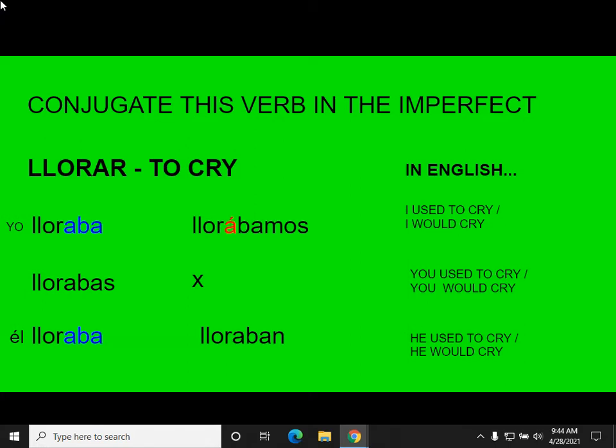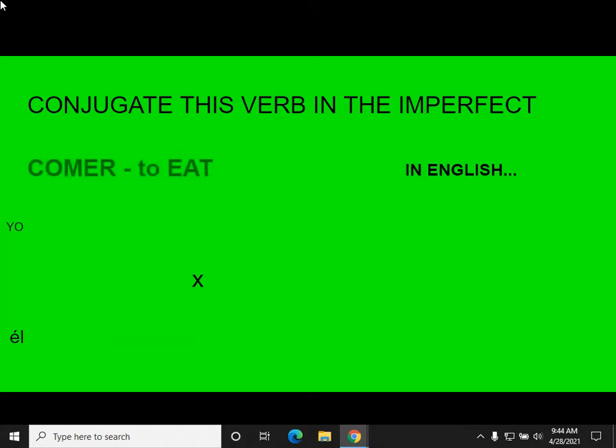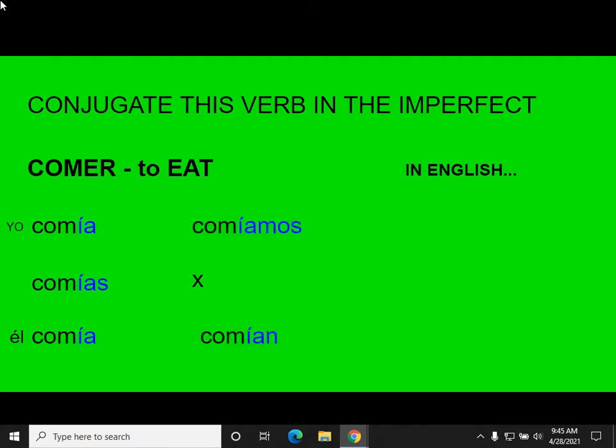Let's look at the next verb. Okay, the next verb we're going to do is the verb comer. Comer means to eat. So we have yo comía, tú comías, él comía, nosotros comíamos, and ellos comían. You need to make sure you have an accent on every one of the I's. Exaggerate so you don't miss it. And please write the yo in front of yo comía and write the él in front of él comía.